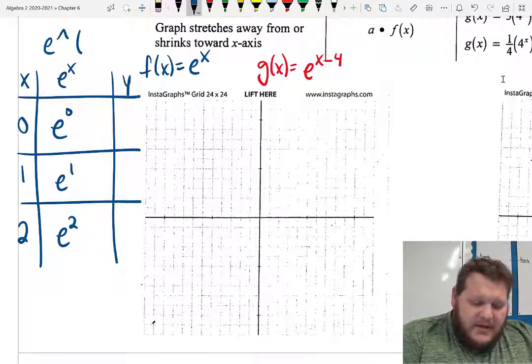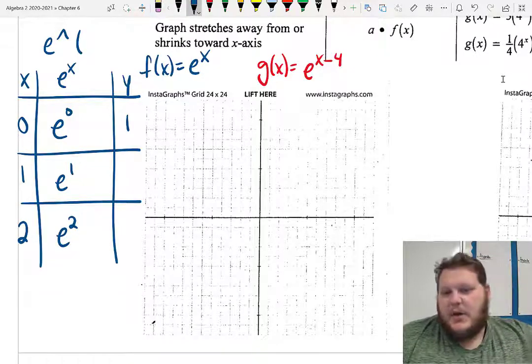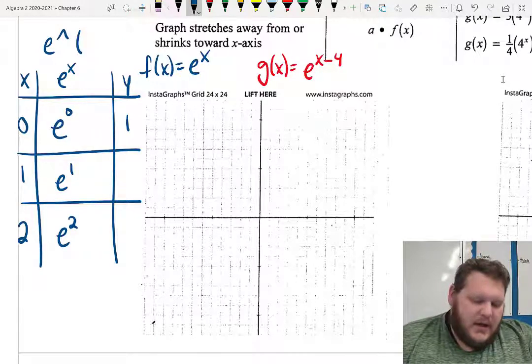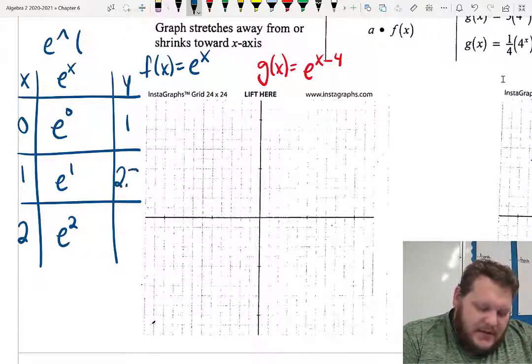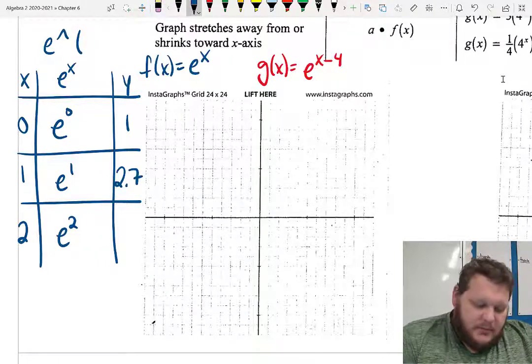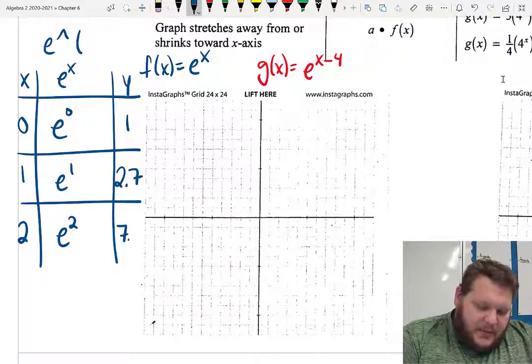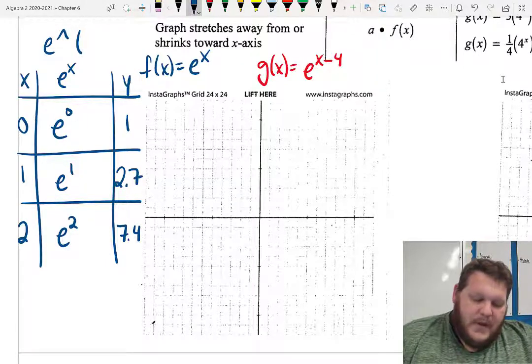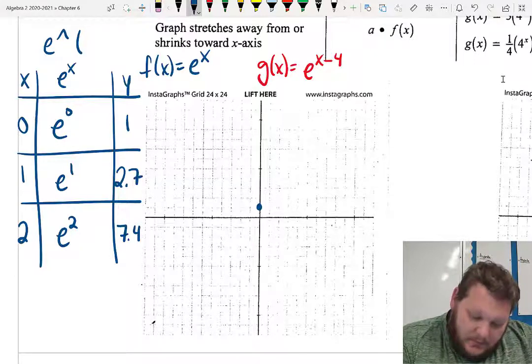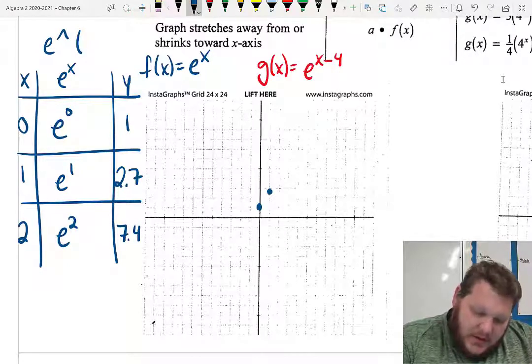Without having to use a calculator, e to the 0 power, we know that's going to be positive 1. That's why we use 0 all the time. It's going to give us a nice whole number regardless. E to the first, again, we'll just approximate since we're going to have to guesstimate for the graph anyway. If you do e to the first power, it's 2.7, and then e squared is 7.4. So those are my coordinates. I'll use those to plot the points. So (0, 1), (1, 2.7), and then (2, 7.4), almost 7.5.